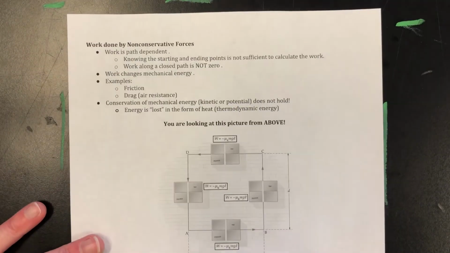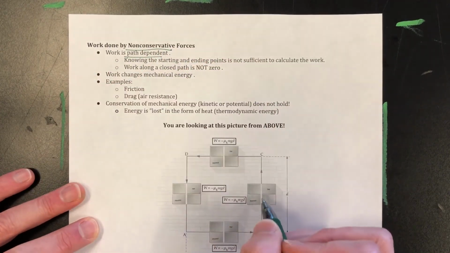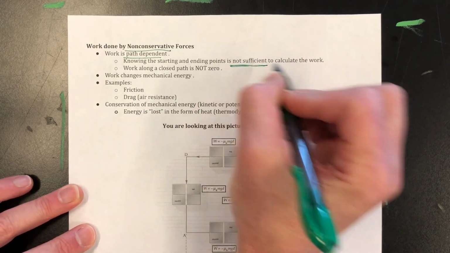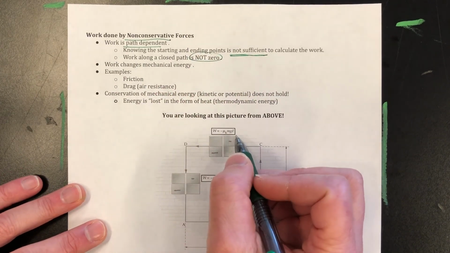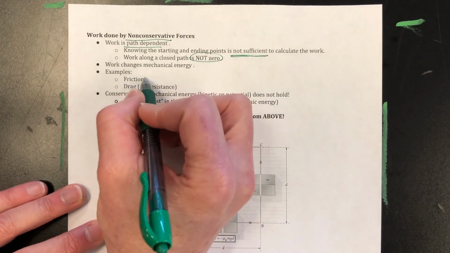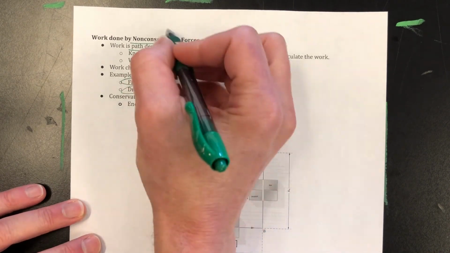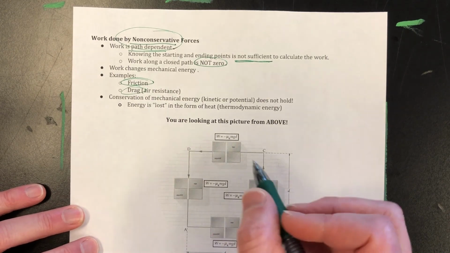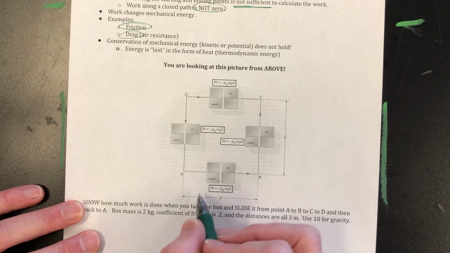For the very last page, this one's pretty simple too. This one is non-conservative forces where the path is dependent. So if you just know the starting and end points, that's not sufficient to calculate work. Work along a closed path is not 0. Work changes the energy. So here if you have friction or air resistance, then you've got to use non-conservative forces for your work. If we look at this picture, we are losing energy in the form of heat.